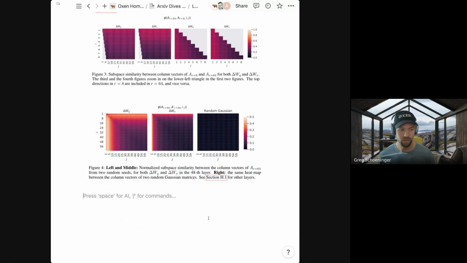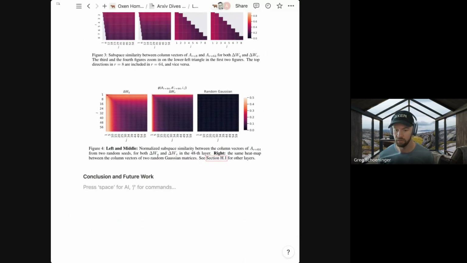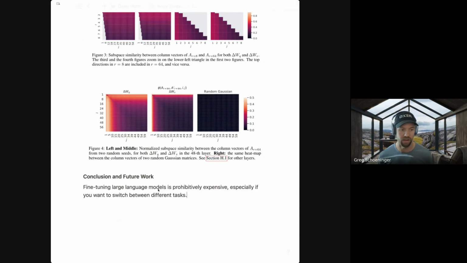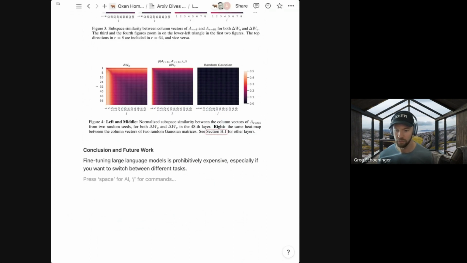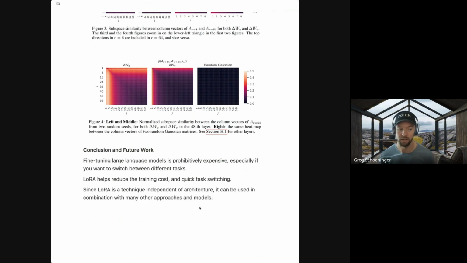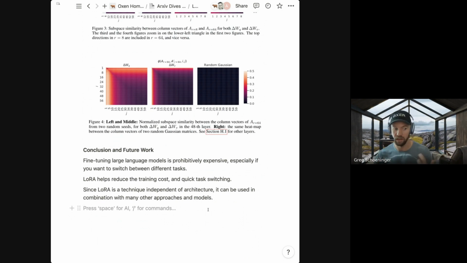So that was pretty much it. Conclusion, future work. Like they said, fine-tuning is very expensive. LoRA reduces the training cost and makes it quick to switch tasks. LoRA is independent of architecture, so they were excited to see what other architectures people apply it to. And they say it's orthogonal to all the other techniques, so you can use this in combination. You could do an adapter layer and a LoRA if you wanted to. So there's all these types of mixing and matching that you could do.